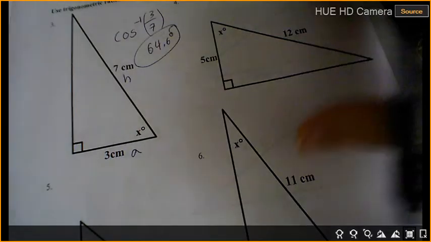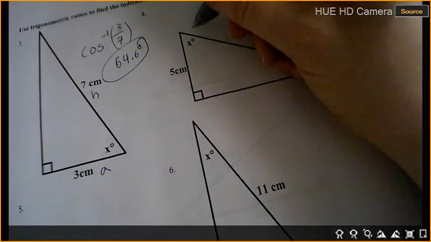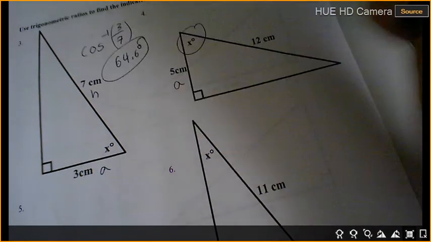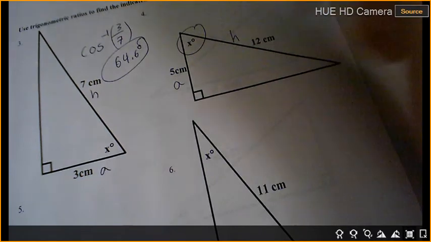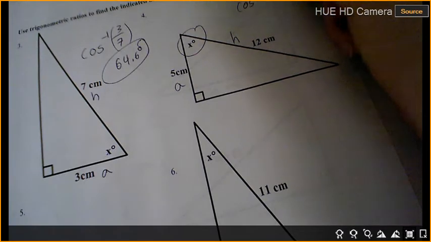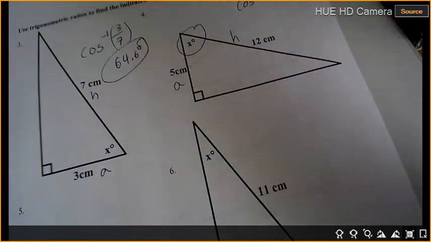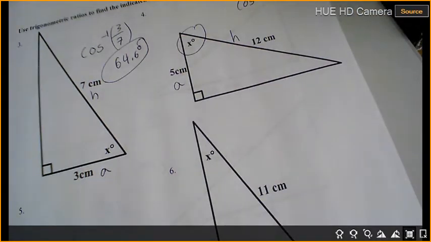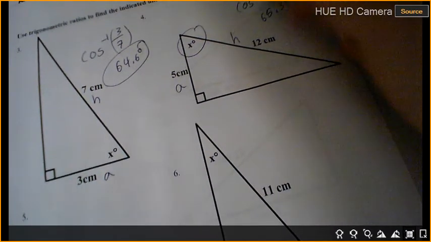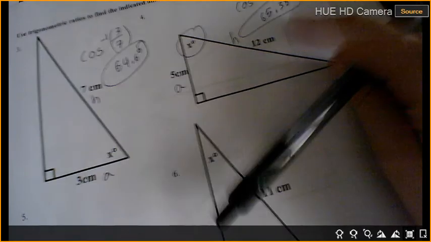So let's look at number 4. Here's my angle. 5 is my opposite, adjacent or hypotenuse? Adjacent, and 12 is my hypotenuse, so I'm going to use which trig function? Okay, so cosine -1 5 over 12. So I hit cosine negative 1, 5 divided by 12, and I get 65.38 degrees. I don't care if you round that up to 65.4. That's fine too.